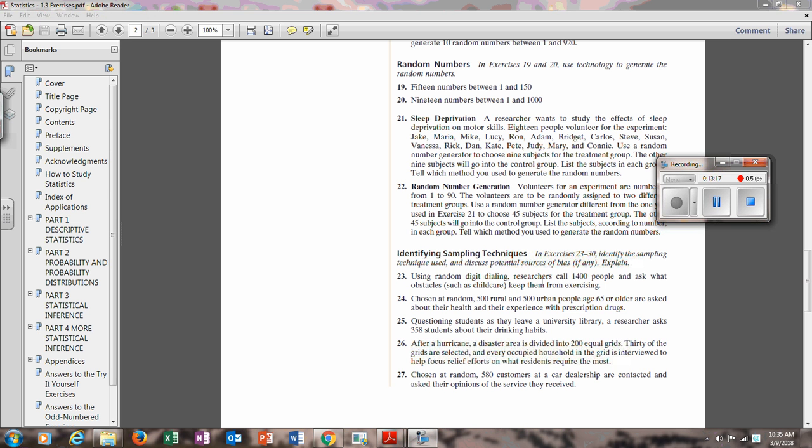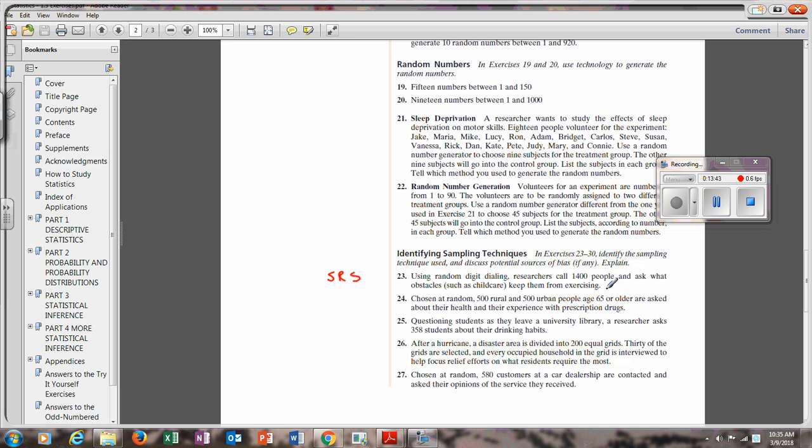Okay, for this one, using random digit dialing, researchers call 1,400 people and ask what obstacles, such as childcare, keep them from exercising. This will be a simple random sample. These people are just randomly chosen. There's no way that they did anything in order to pick those people. It was completely random.